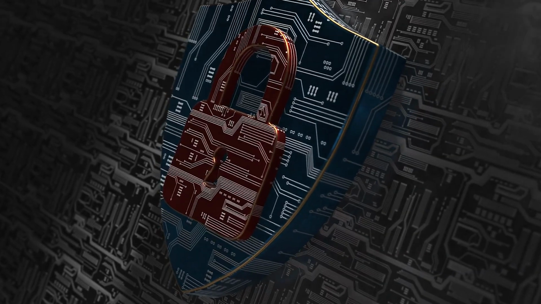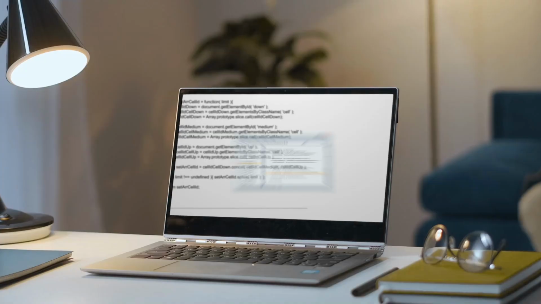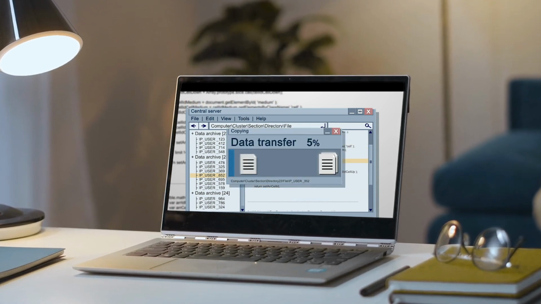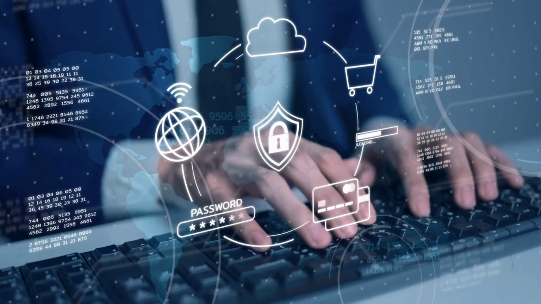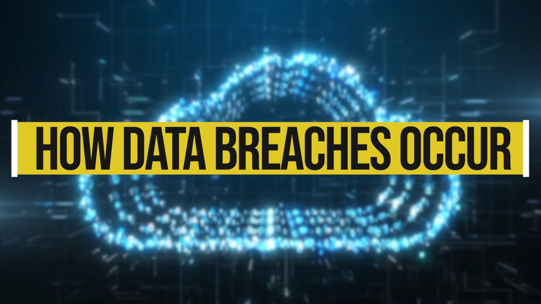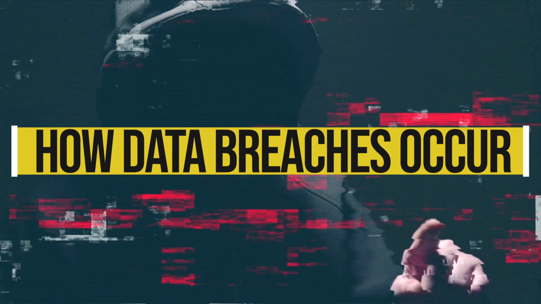In addition to that, if an unencrypted as well as unlocked laptop, or in fact any other external hardware that might contain any type of sensitive information goes missing or is stolen, then that is also considered a data breach.